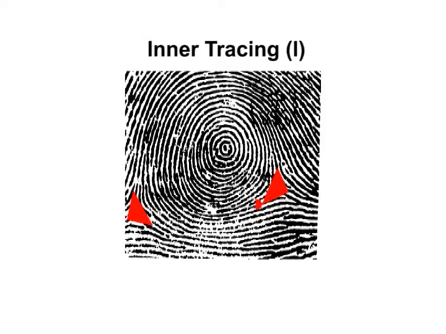First one is inner tracing. If the ridge traced beginning from the left delta passes inside or above the right delta and 3 or more ridges intervene between the tracing ridge and delta, the tracing is said to be inner and is designated as I type.